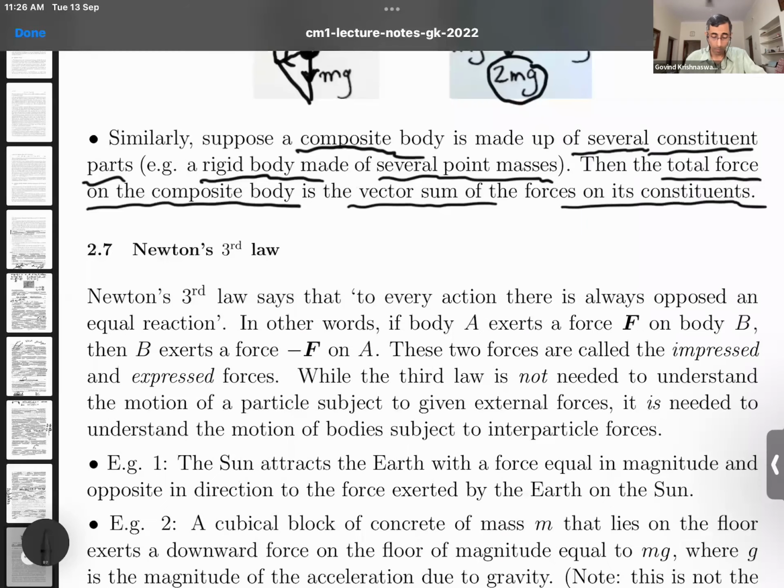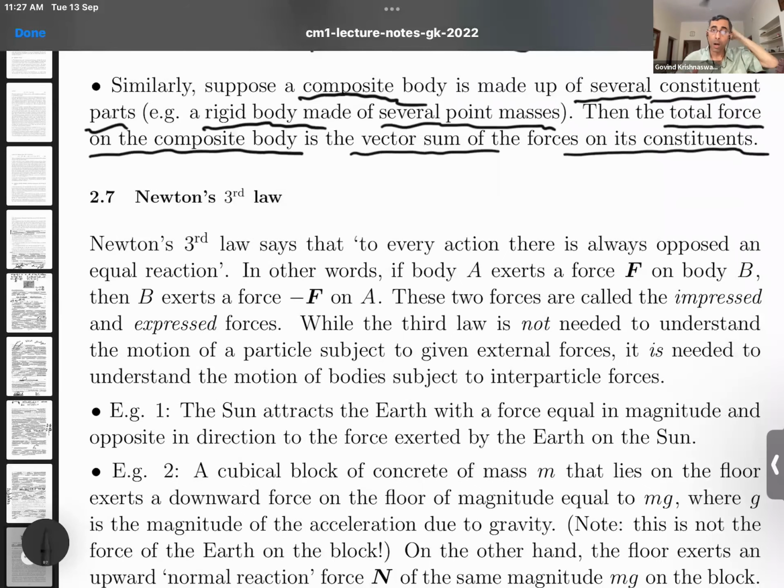Newton's third law says that to every action, there is always opposed an equal reaction. So that is said in some fancy English. Let's see what it means.